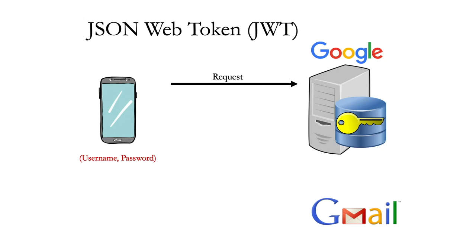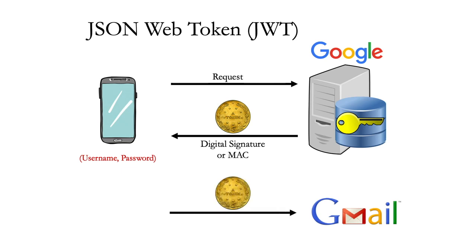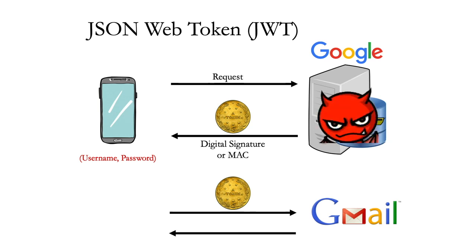If it's correct, it will use the secret key to generate a token. It could be a digital signature or a MAC. Then I can just store this token locally on my cell phone. Later, whenever I want to access Gmail, I just send this token to Gmail. Gmail will verify this is a valid token generated by Google for me. Everything looks good, so it will give me access. Now if the server is somehow corrupted, again, there are two issues. First, the secret key is leaked, so the adversary can generate any token to access any Gmail account. And second, the password could also be somehow leaked.